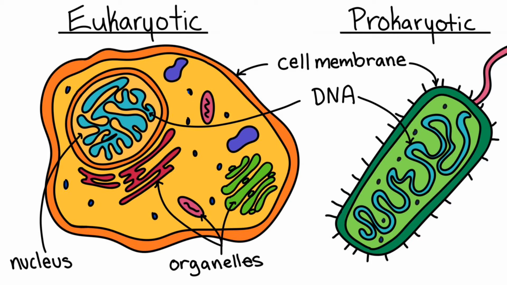Another important feature to note is that unlike eukaryotic cells, prokaryotic cells do not have a nucleus. Instead, they have what's called a nucleoid, which is an area where DNA is condensed. This does not mean that the DNA is just anywhere in the cell. It's still very highly organized. It's just not to the extent of the eukaryotes.